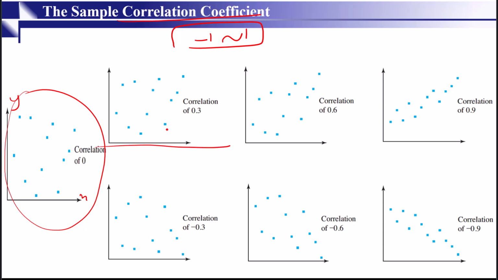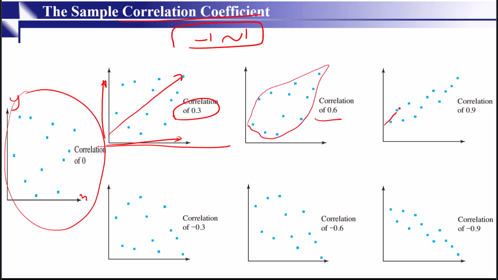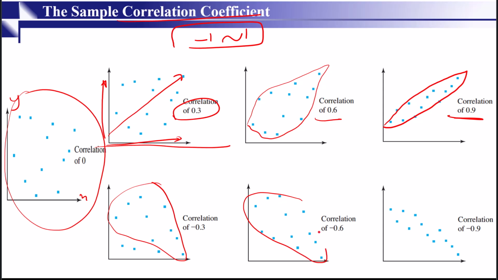When it is positive, it means there is a positive association between two variables: as x increases, y also increases. So this is 0.3, but you can see 0.6 is more, this trend is more clear, and this one is more clear still, so this is 0.9 correlation. And here we can see negative correlation, the opposite side of this one, and this is a strong negative correlation. When it is negative, it means as one increases, the other decreases. So as x increases, y decreases here. As x increases here, y increases as well.